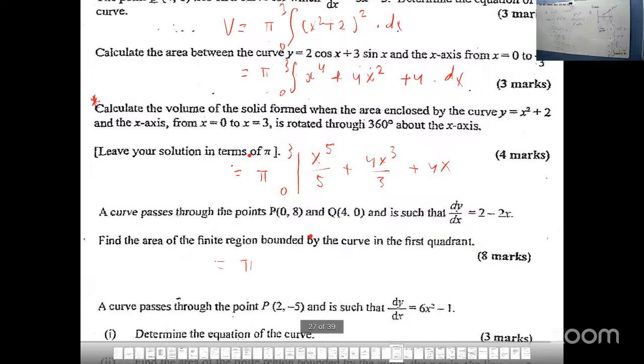Do I have to plug in this 0, or is the value 0 already? How much did you get? What's the fraction? 483 over 5 units cubed. Plug it in and make sure you get it right in the calculator.